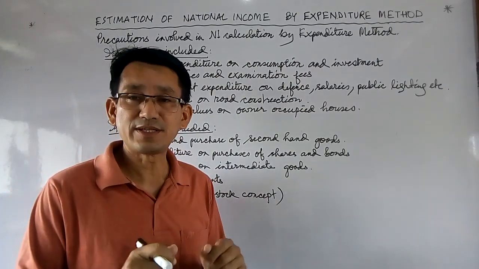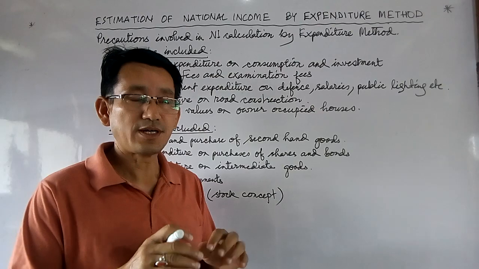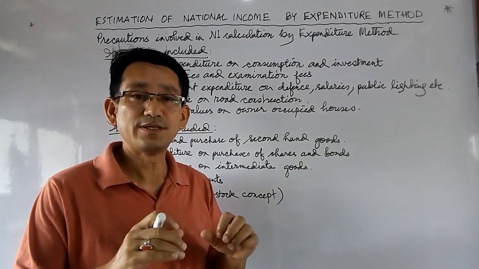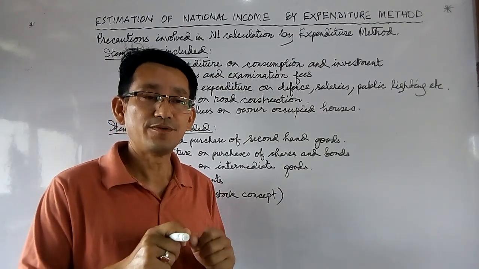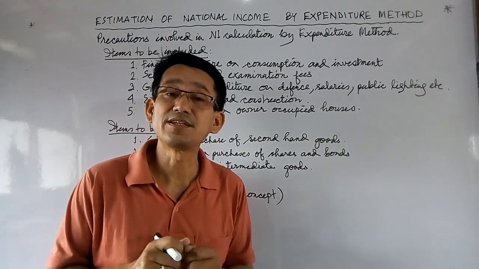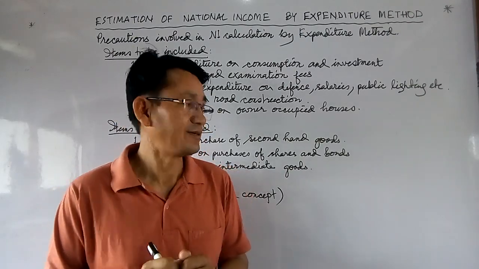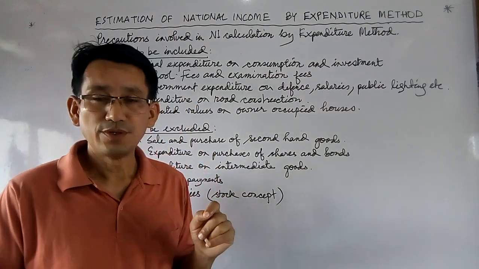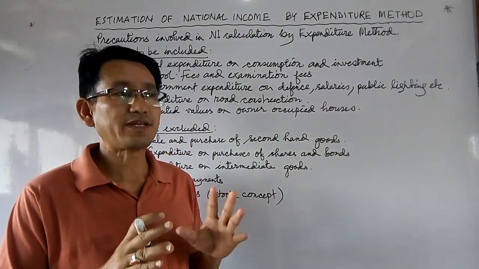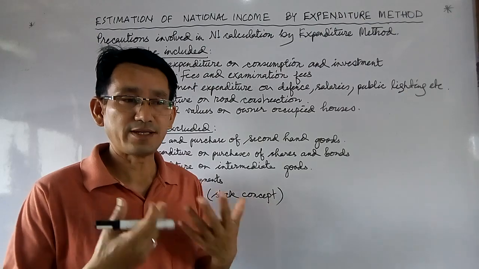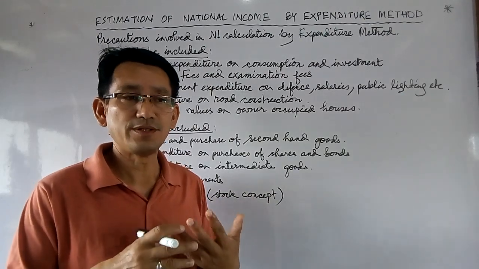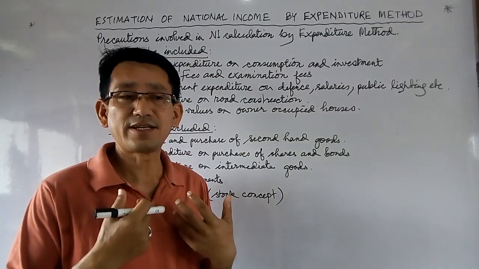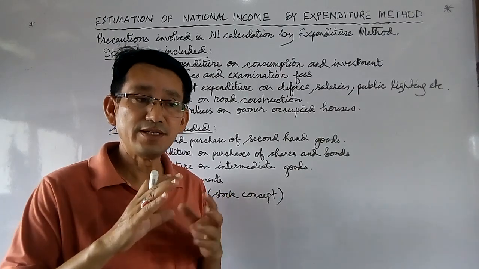Then let us see some other items which are supposed to be excluded while calculating national income by the expenditure method. What are those? Sales and purchase of second-hand goods. If we buy second-hand goods, we spend some money, but it is not calculated.